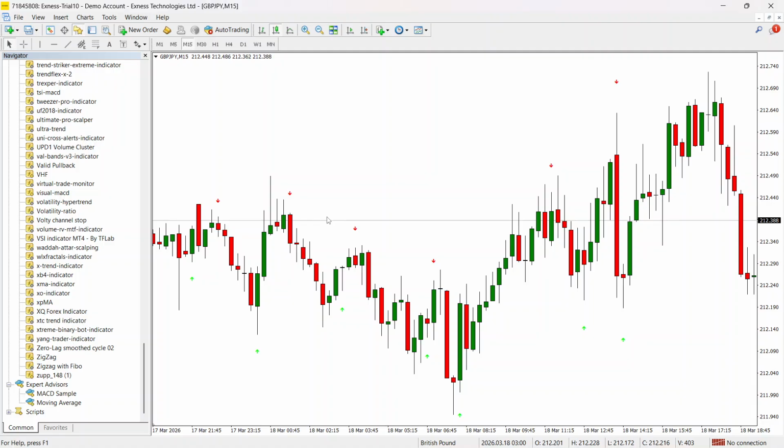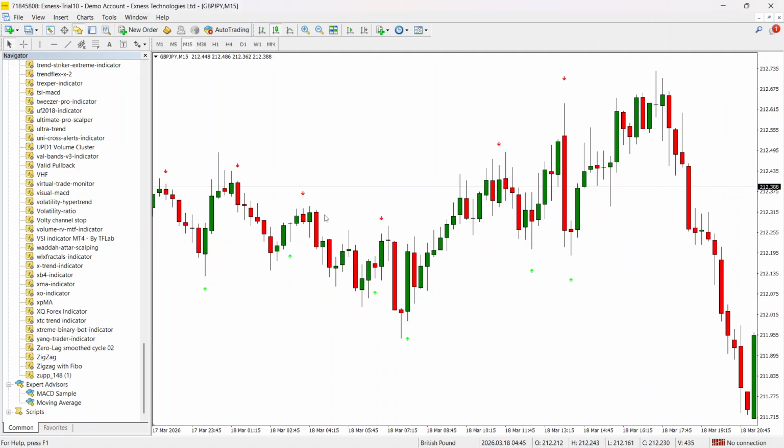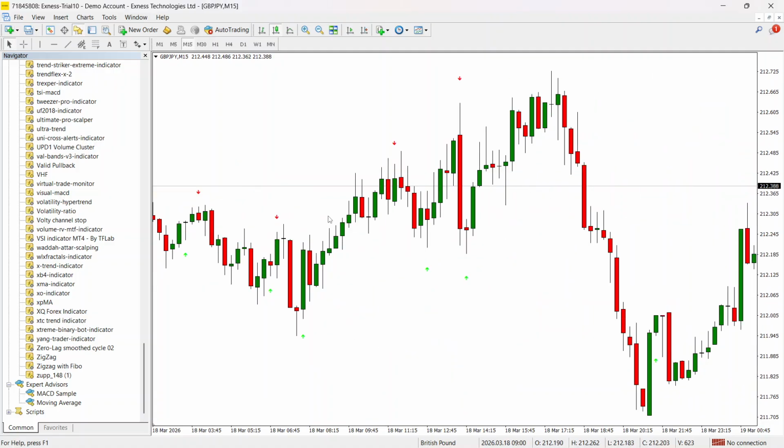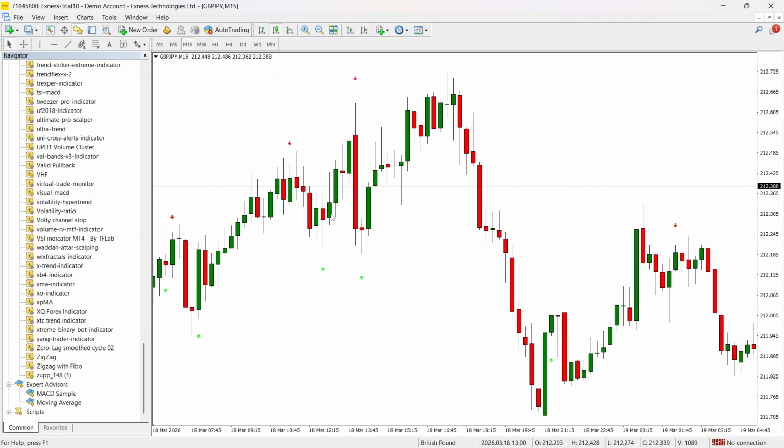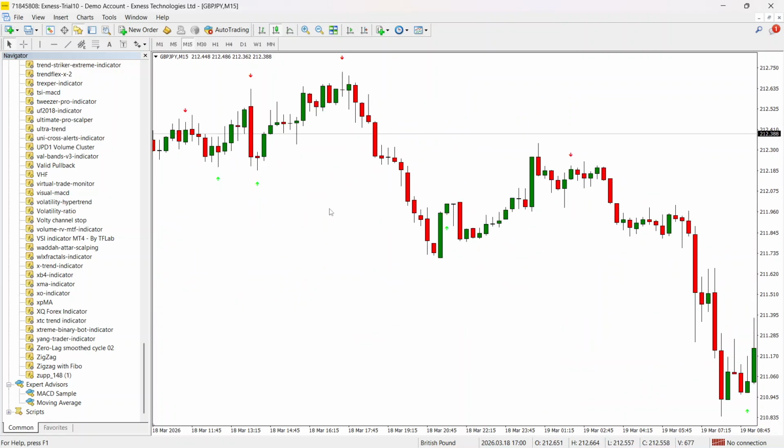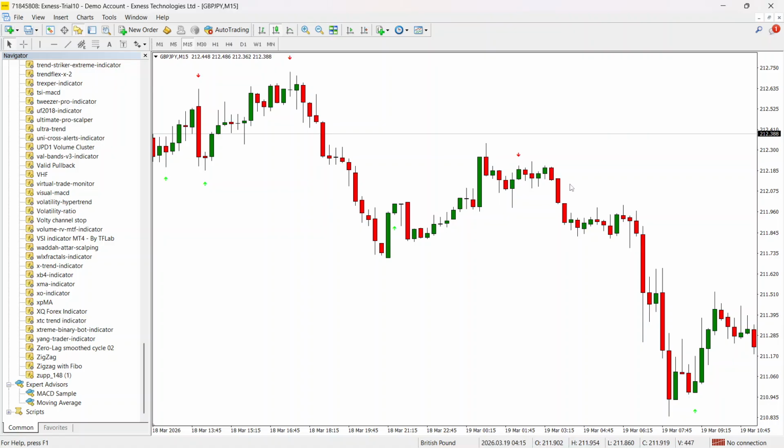Because the chart only shows arrows, you get a clean view of where the indicator has flagged possible turning point or continuation areas according to its rules. Let's move over to the settings.